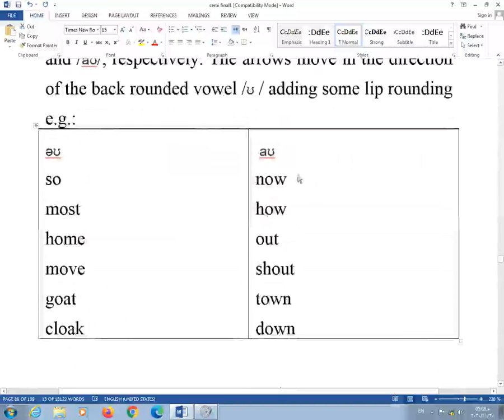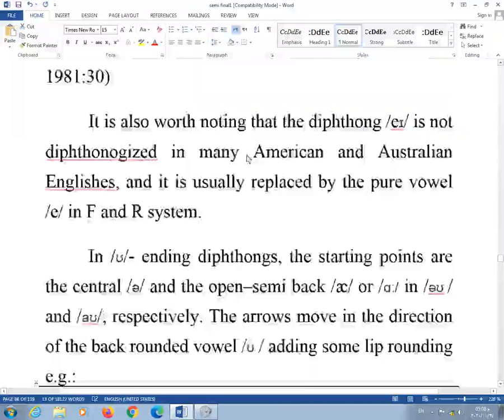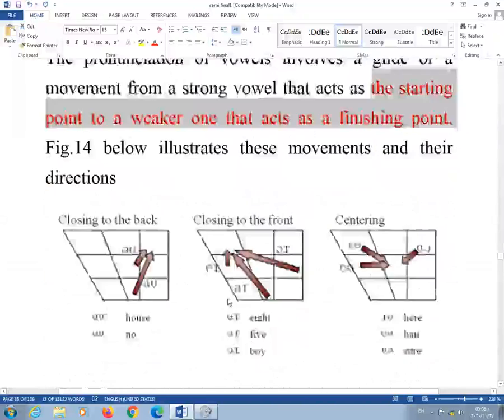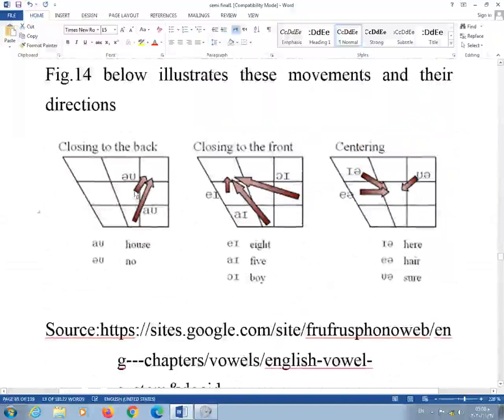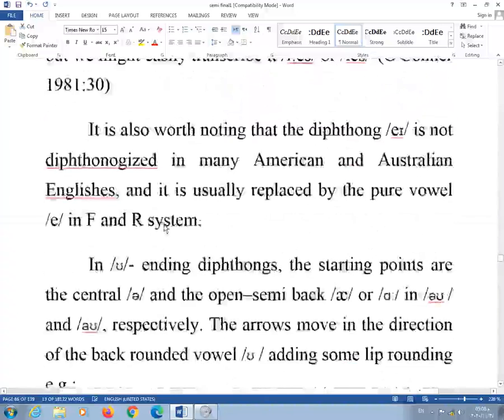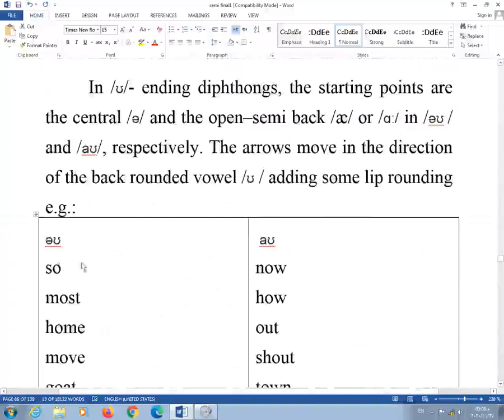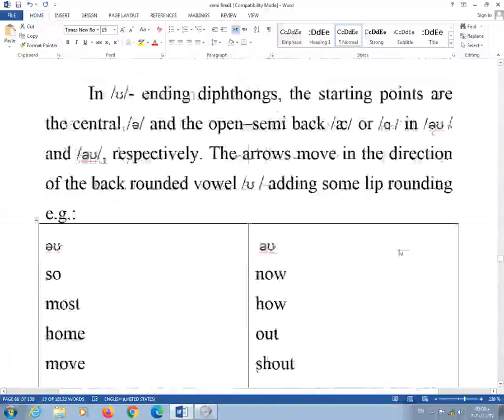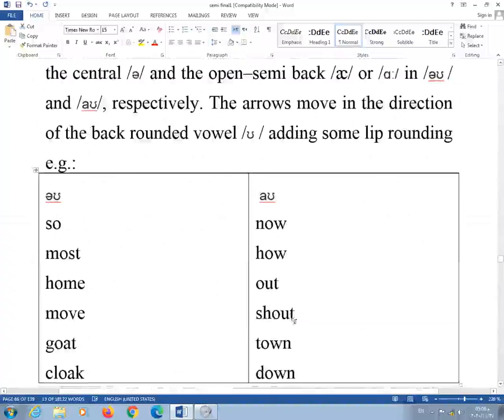Now, how is easy for us: out, shout, town, down. Why is this one difficult? Because when you go back, you'll find that the journey is so short, starting from the central area here to there. You don't have time to open your mouth and close it. Okay, so let's read again: most, home, goat, cloak, now how, out, shout, town and down.